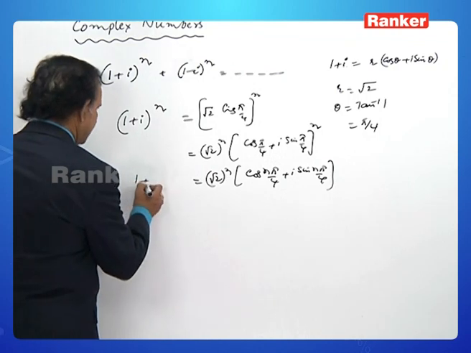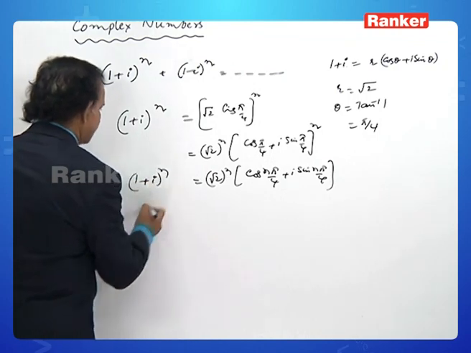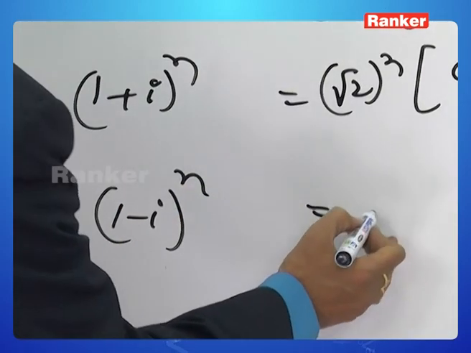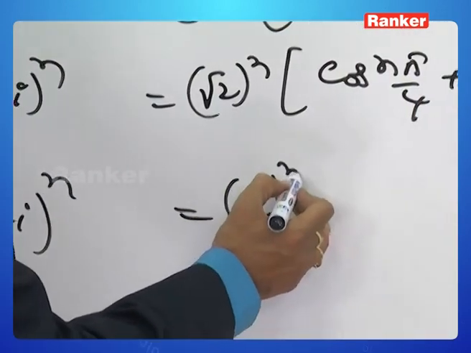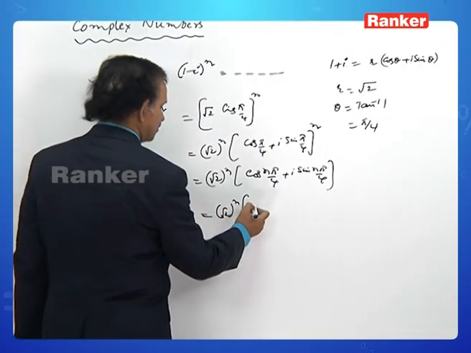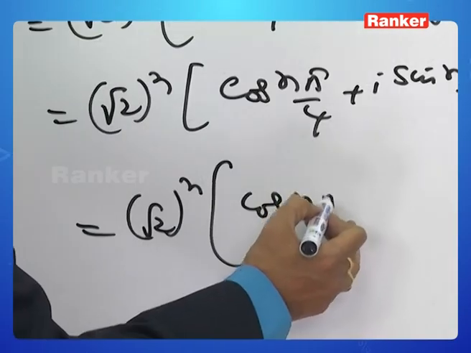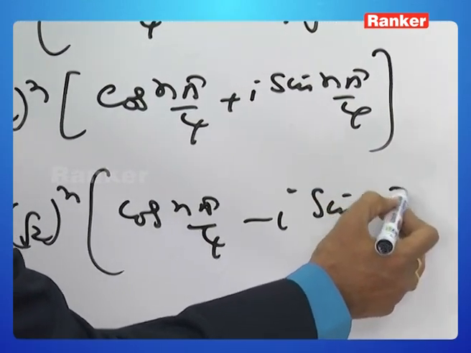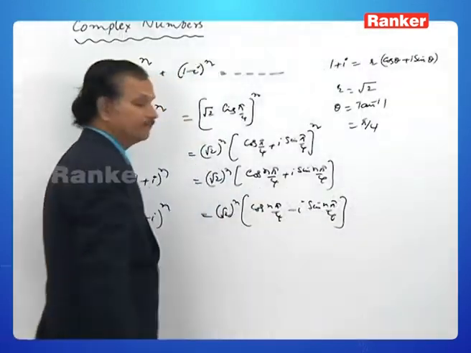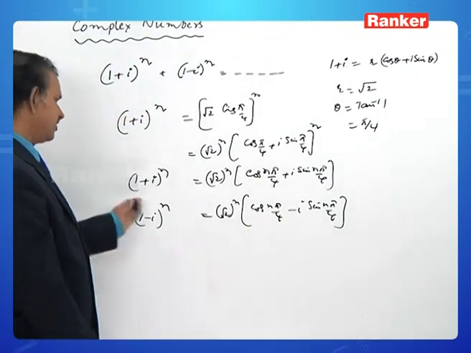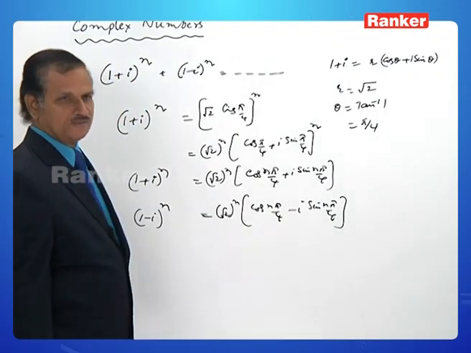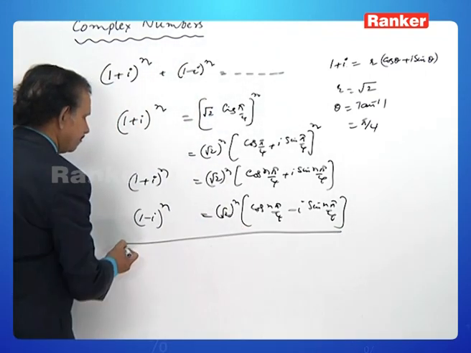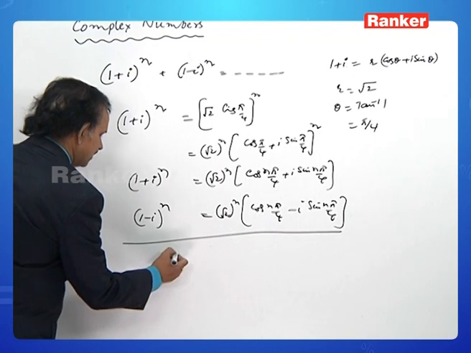Again, this we could have estimated like this, and in a similar fashion 1 minus i whole to the power of n can also be taken and simplified as cos n pi by 4 minus i sin n pi by 4. You just consider the conjugates on both the sides. You'll be having this.